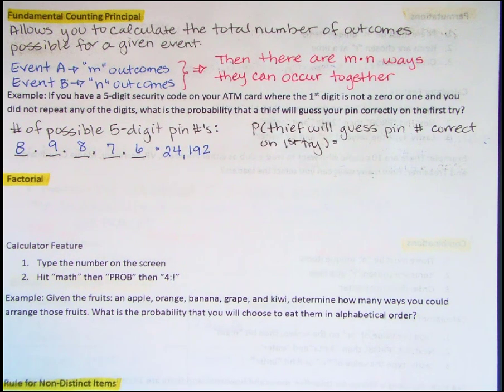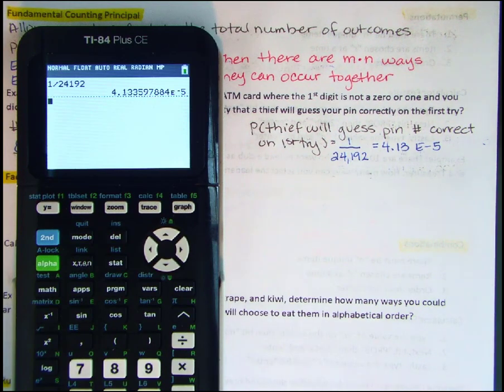24,192. Now we want to find what is the probability that a thief will guess your PIN number correctly on the first try. There is only one possibility out of these 24,192 that is your PIN number. Notice on our calculator that we have this weird number, 4.13 e to the negative 5.